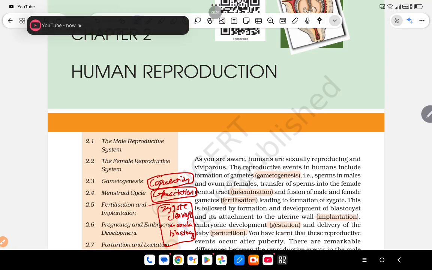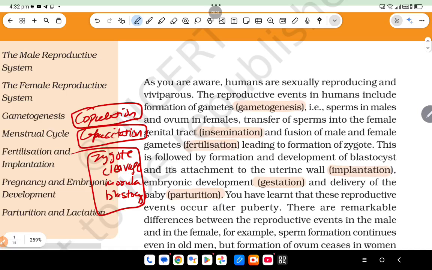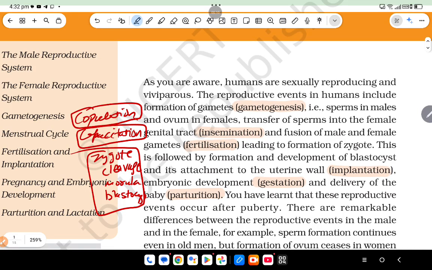So today we are doing the male reproductive system, mainly in around 10 minutes. First, humans are sexually reproducing, and the reproductive events are gametogenesis, then copulation, and then insemination. Gametogenesis, copulation, insemination, and then capacitation.